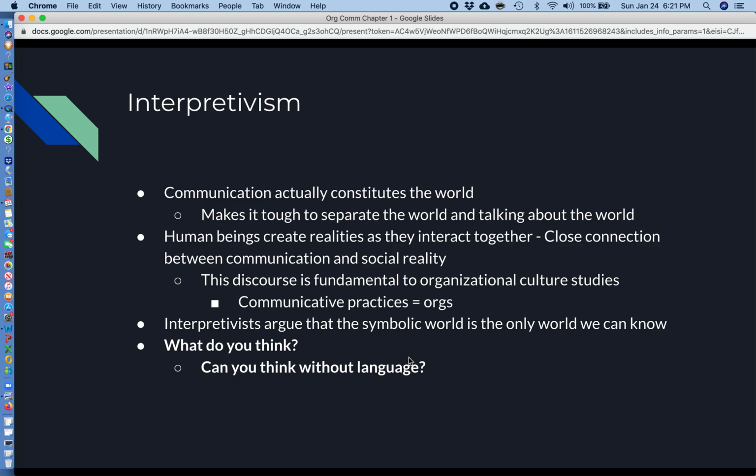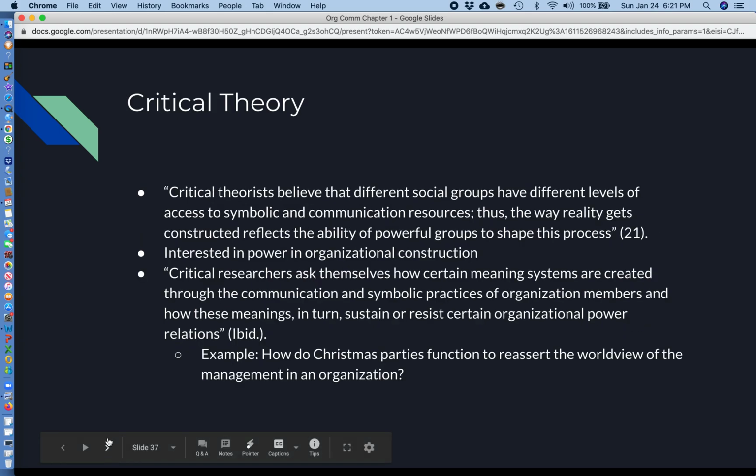And so at this point, usually if we were in class, I'd ask you, what do you think? And this is where I bring up my example that I bring up in many classes, and that's the idea that you can't even think without language. Well, go ahead, try and think without words. You can't do it, right? As soon as you start to think, oh, I'm gonna think without words, as soon as you think that thought, you've already used words. You can't get past it. And that's what interpretivists say, that words, language, communication is the only way that we can know the world.